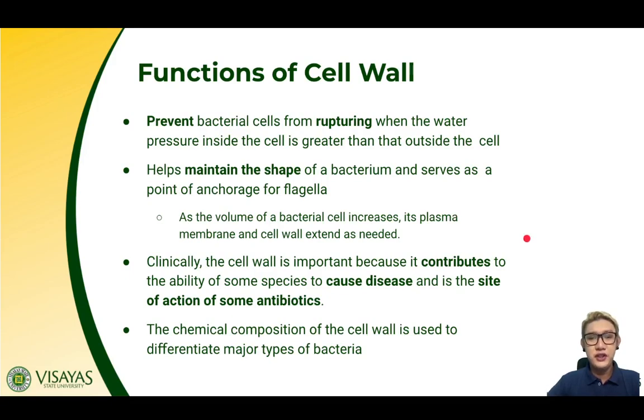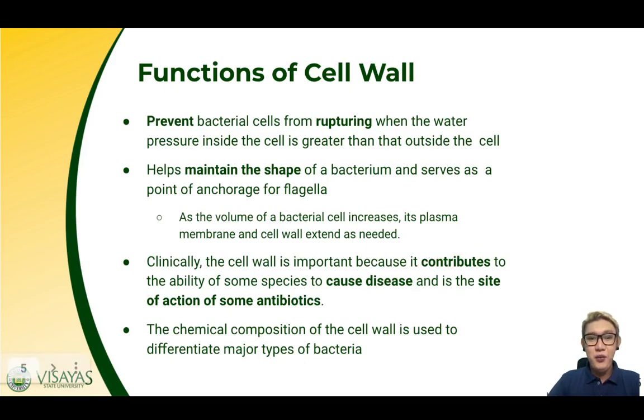So what are the functions now of the cell wall? The cell wall prevents bacterial cells from rupturing when the water pressure inside the cell is greater than that outside the cell. And it helps maintain the shape of a bacterium and serves as a point of anchorage for the flagella. As the volume of a bacterial cell increases, its plasma membrane and cell wall extend as needed.